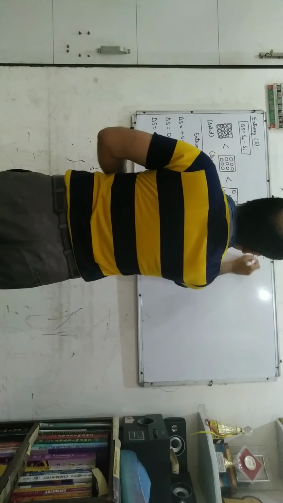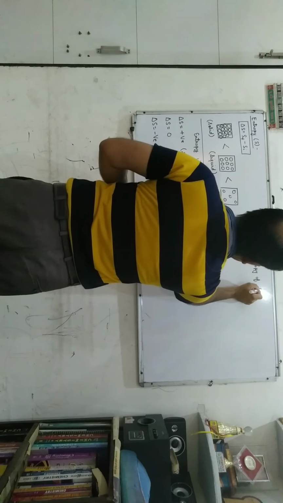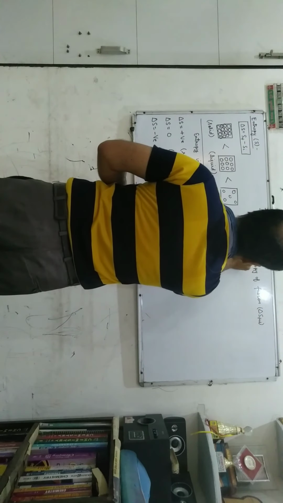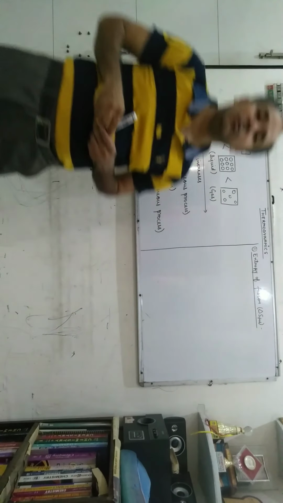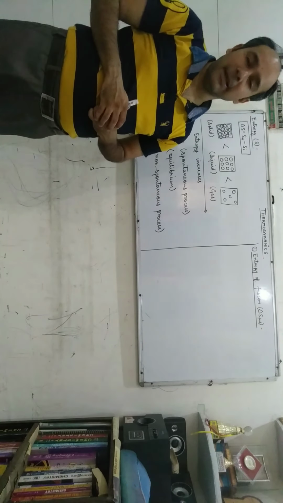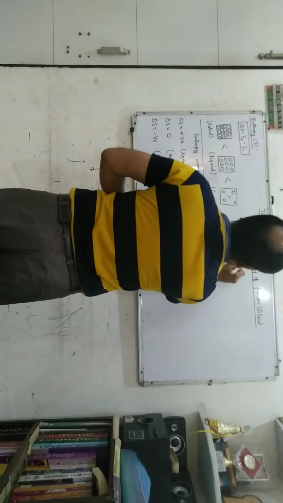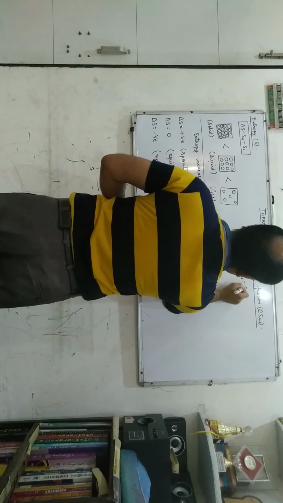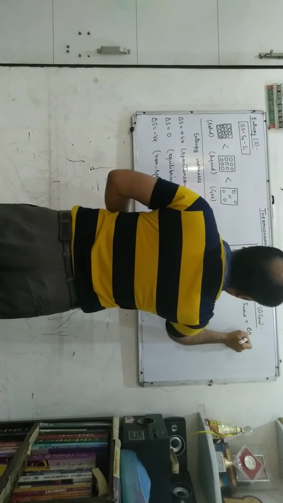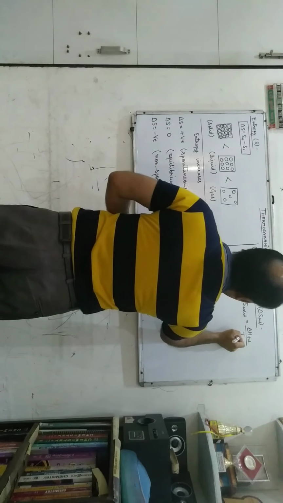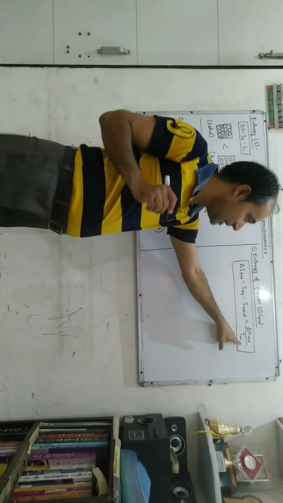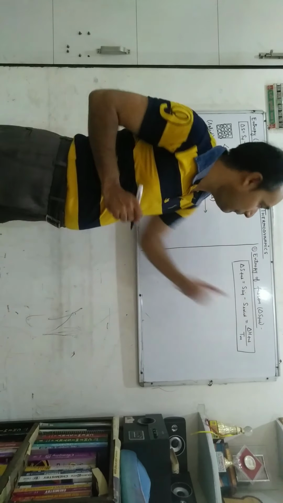Number first is entropy of fusion. Entropy of fusion is indicated by letter delta S fuse. It is the entropy change when 1 mole of solid melts at the melting temperature. That is, delta S fuse is equal to S liquid minus S solid, which may be equal to delta H fusion upon Tm. Here Tm is the melting temperature and delta H fuse is the enthalpy of fusion.